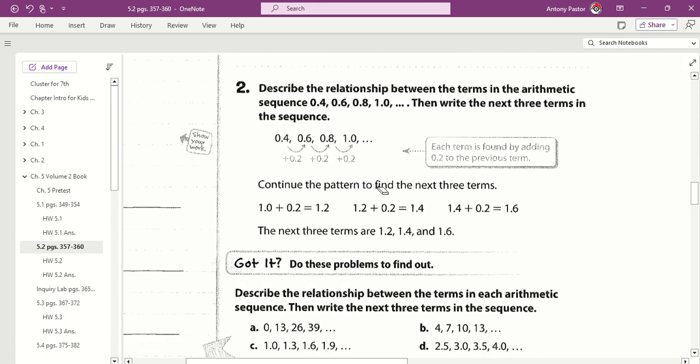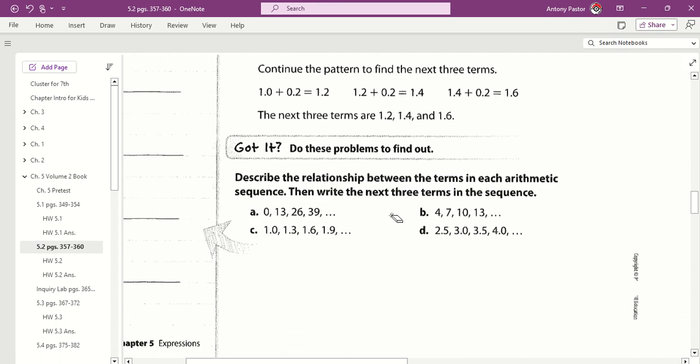Here's another example of an arithmetic sequence. 0.4 to 0.6 was a change of 0.2. Then another change of 0.2 to get to 0.8. And then to get to 1.0, another one. The next 3 terms, we would just add 0.2 to each one. We'd get 1.2, 1.4, and 1.6.